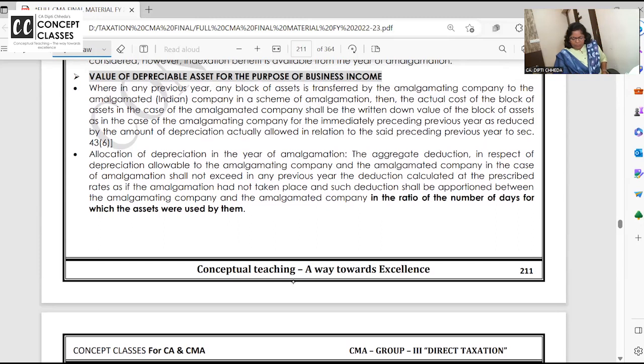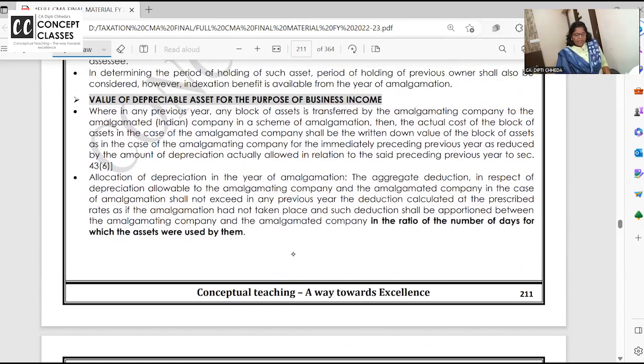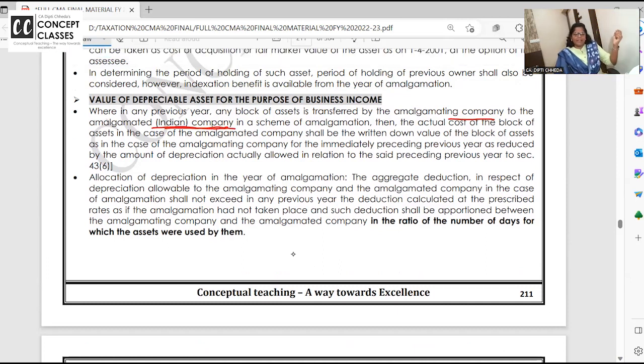So depreciation is allowed proportionately, and this time it is day-wise. That's why I've given this problem for practice. Read this once. Wherein any previous block of asset is transferred by the amalgamating company to the amalgamated company, which must also be an Indian company. Now what TING and TED are, I'll tell you by drawing a diagram. Then the actual cost of the block of asset in case of the amalgamated company shall be the WDV of the block of asset as in the case of the amalgamating company for the immediately preceding year, as reduced by the amount of depreciation actually allowed.